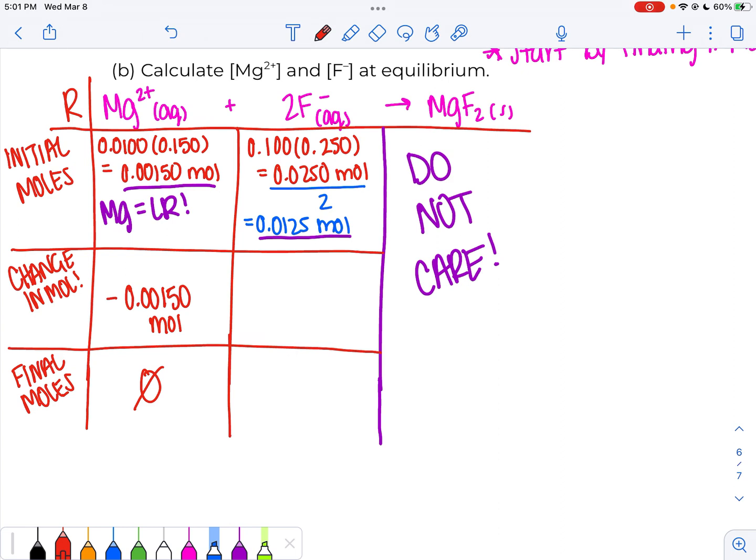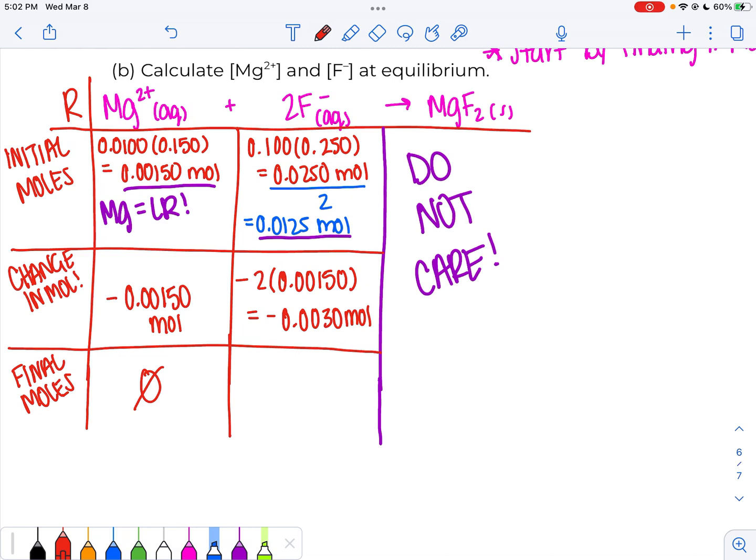So because magnesium and fluoride react in a 1-to-2 ratio, we are going to lose 2 times 0.0150 moles in our solution. For every 0.0150 moles that react of magnesium, we need double that amount of fluoride, which means we're going to use 0.030 moles of our fluoride ions.